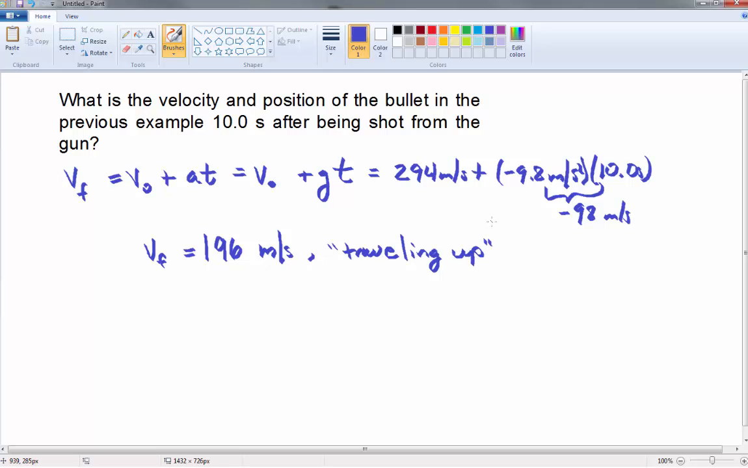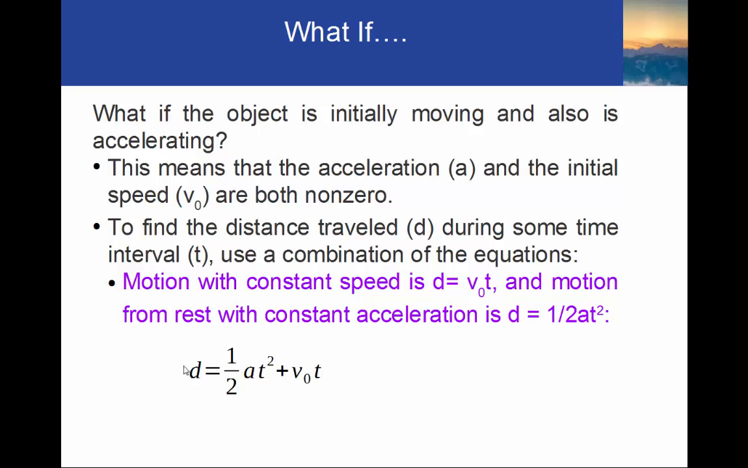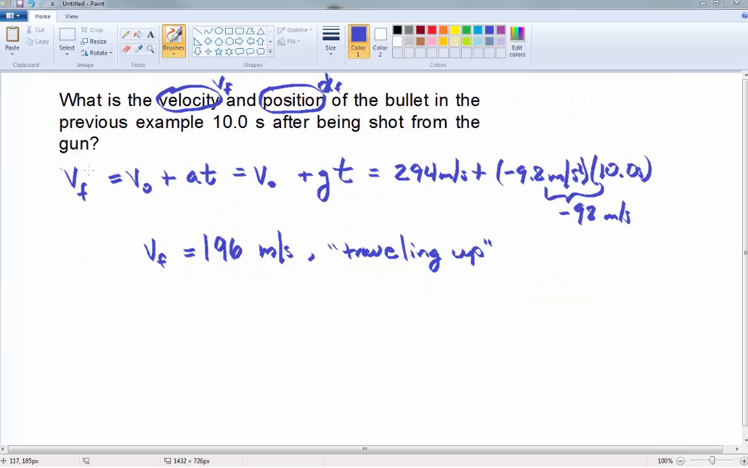Okay, so that solves for the velocity v final. The position that we're looking for, we could call x final or d final. And we make use again of that equation that combines an initial velocity with an acceleration. That is, we're making use now of this equation, d equals 1/2 at squared plus v naught t. Again, because this and this are in opposite directions, this gets a negative sign with it. So we have d is equal to 1/2 at squared plus v naught t.